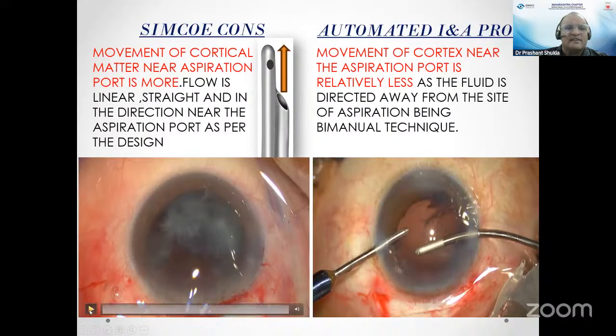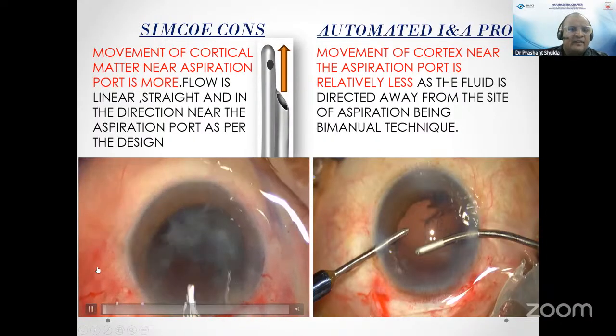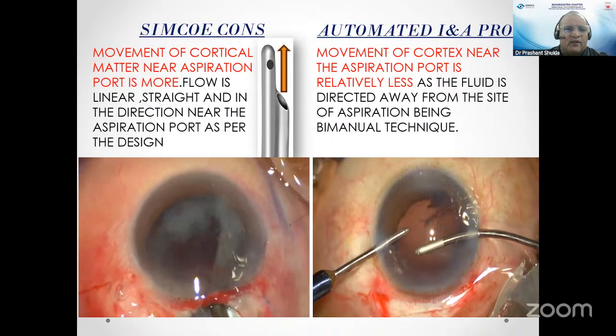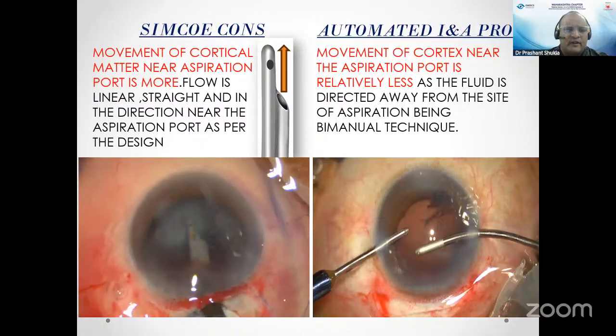So when we use the Simcoe cannula, this is a case in which after the nucleus removal, there was a lot of epinucleus and there was a big fibrotic plaque over the posterior capsule, which I'm not going to touch.